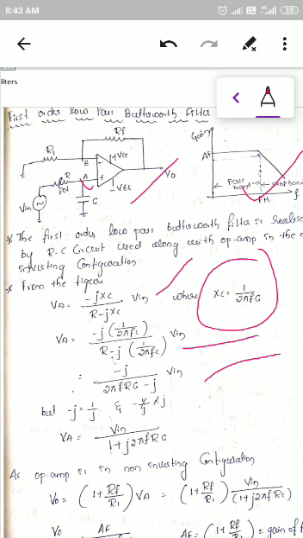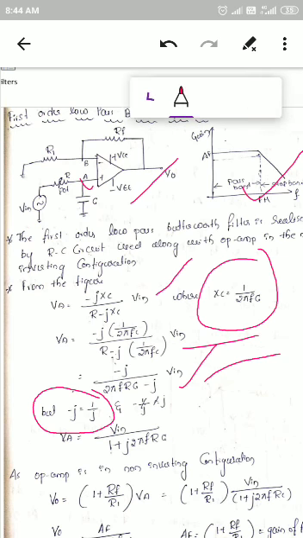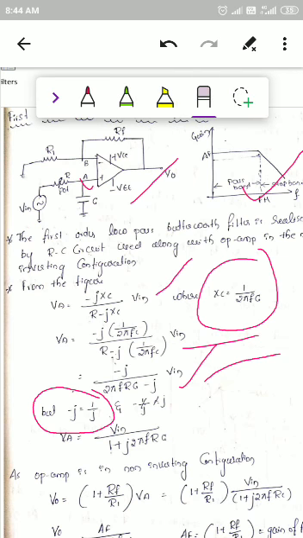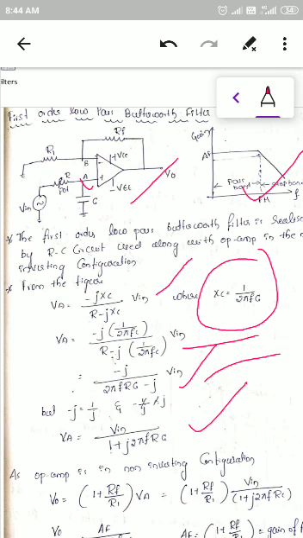Now we know that minus j can also be written as 1 divided by j. Substitute this in the VA equation we calculated, rewrite it, and simplify. You will arrive at the VA equation: VA is equal to Vin divided by 1 plus j 2 pi f RC.